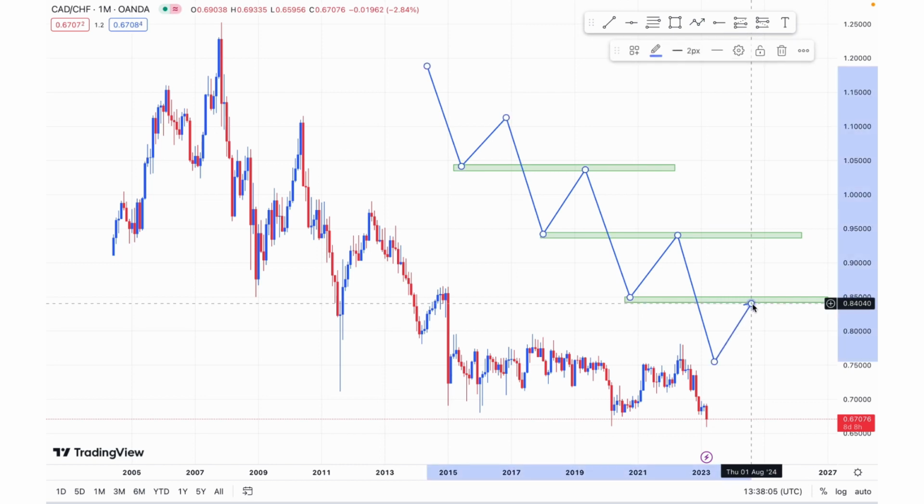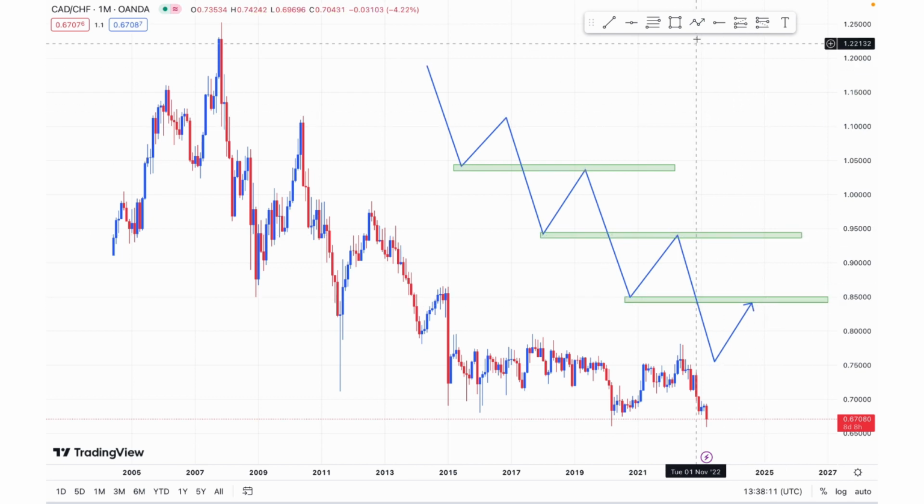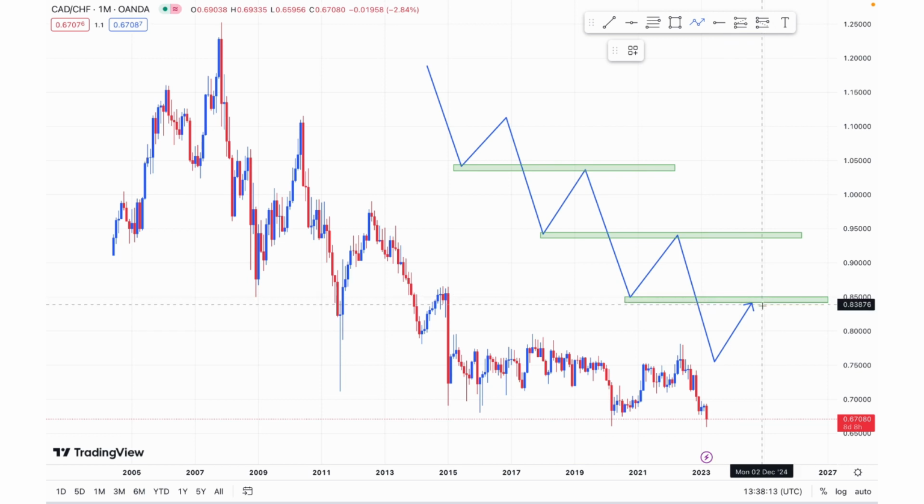So in this case, let's say this was the current market price. We'd be looking to sell the market from this point and go to the nearest low. So now I'm just going to show you a real life example of this.